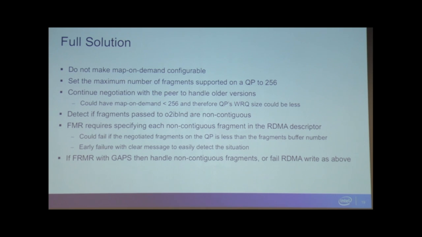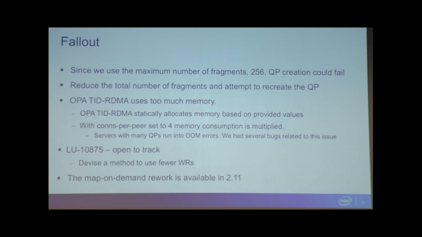And then we try to transmit, but to handle any backwards compatibility, we have to look at the other peer, and if the other peer has it set to lower than 256, then we still have the negotiation protocol going on to negotiate a lower value. Other than that, we're just going to use 256 and transmit the buffers that way. But there was a fallout with that.